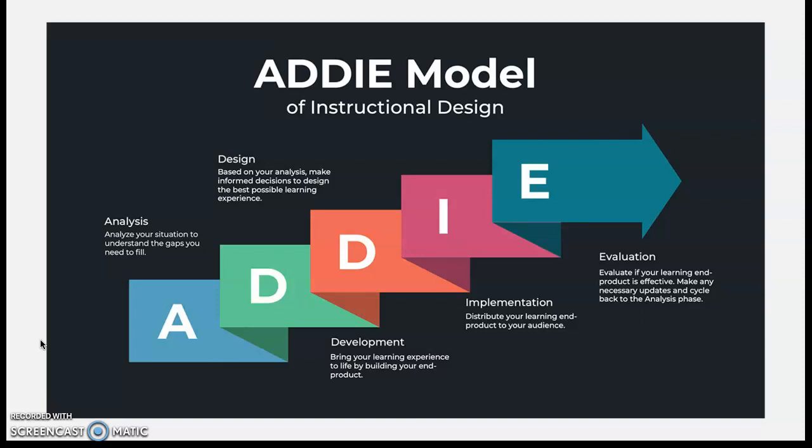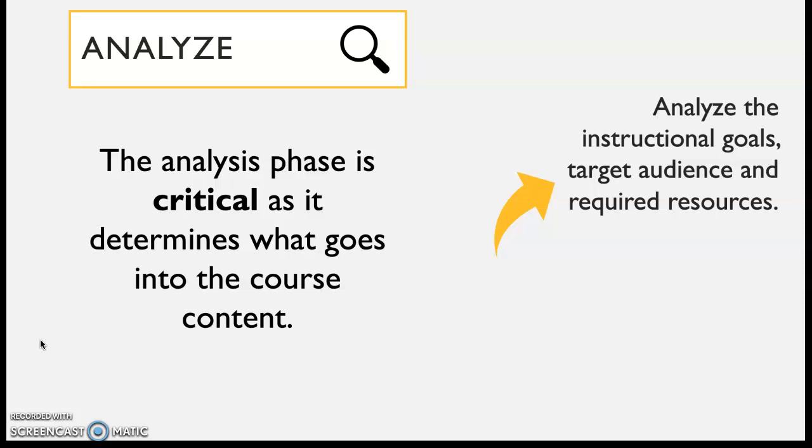But why is it called ADDIE? Well, ADDIE is an acronym for the 5 phases within the process: analyze, design, develop, implement, and evaluate. Each phase will be discussed in detail during this presentation.